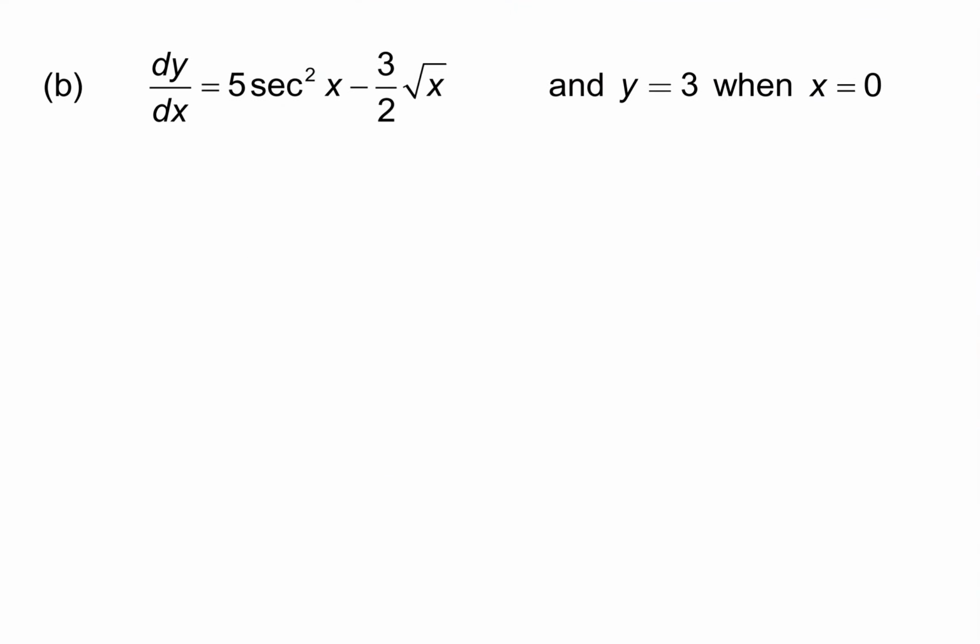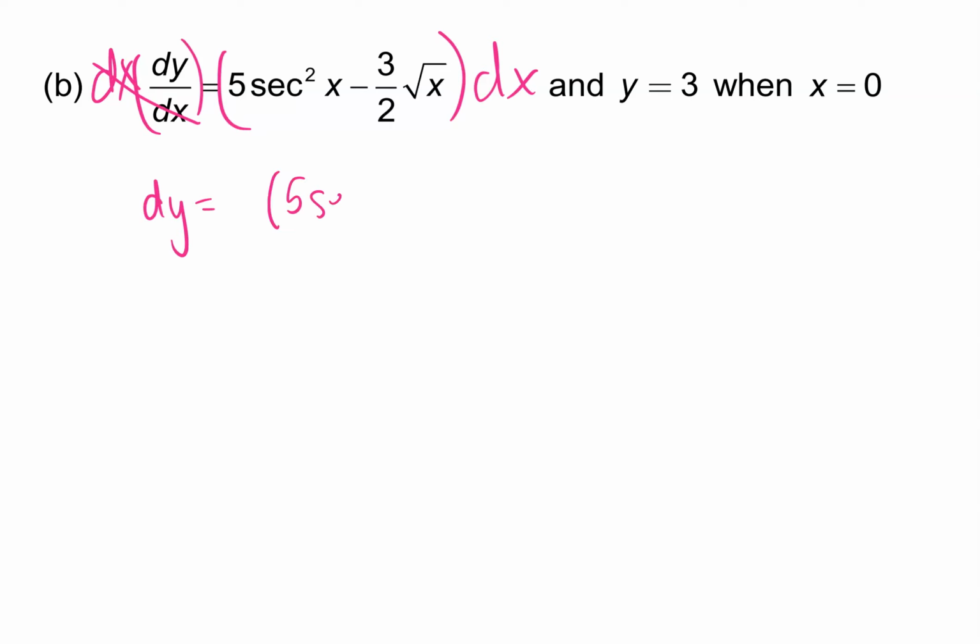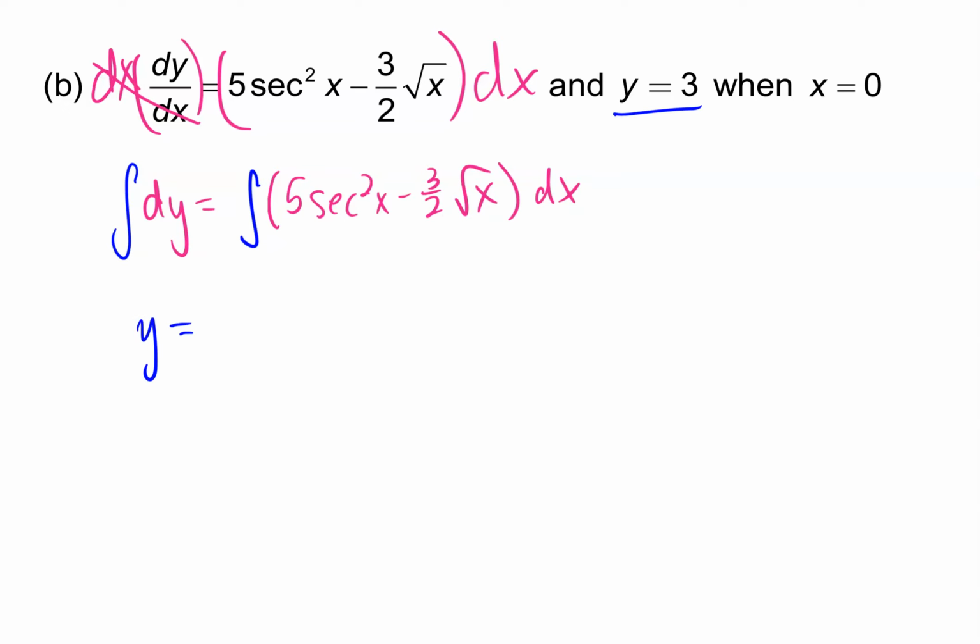All right, try the next one. So I'm going to multiply by dx on both sides right away. So dy is equal to 5 secant squared x minus 3 over 2 root x dx. Take the integral of both sides. So y is equal to, and we have our initial y and x values.